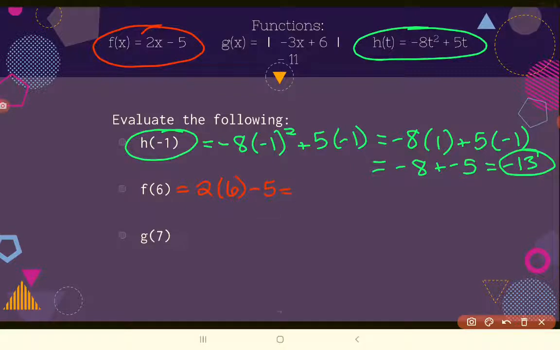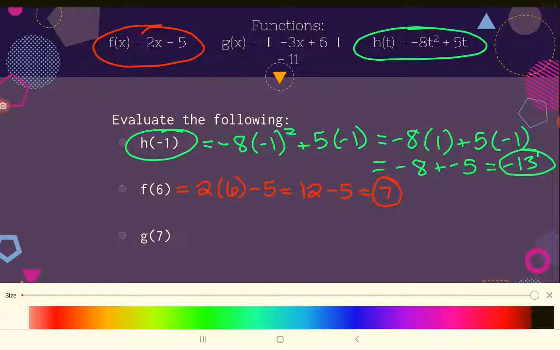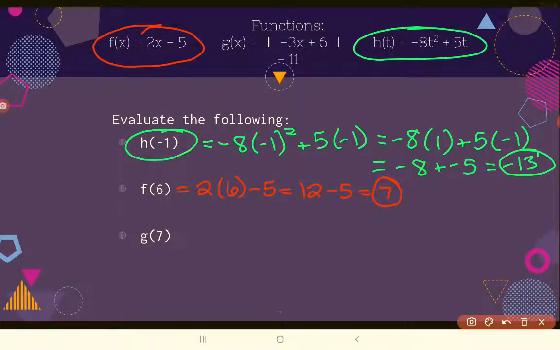If I want to do it in my head, the first thing I do is 2 times 6, which is 12, and then 12 minus 5, which is 7, and then you're done. Okay? Very last example here says find g of 7.